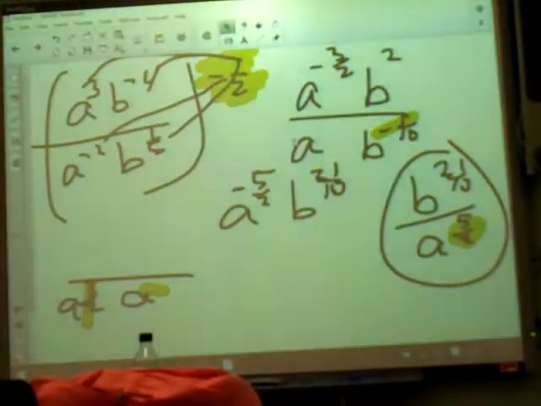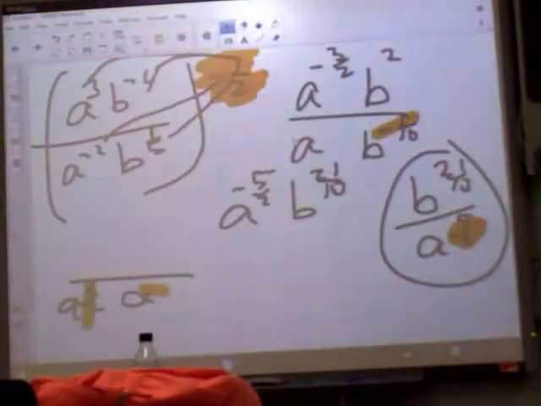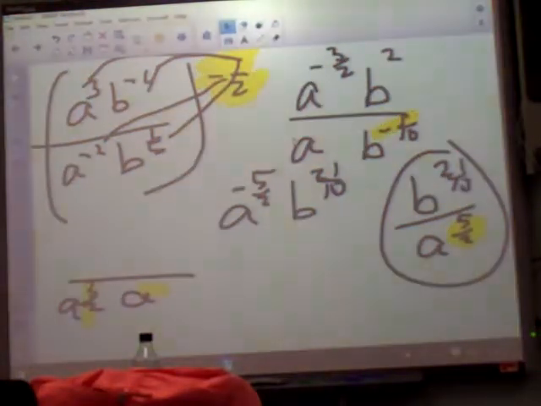It's bothersome. Alright. Power rules, that's nothing new. That's pretty easy stuff. Any questions over any of that?